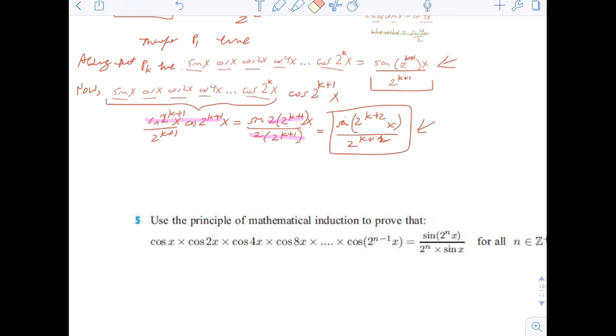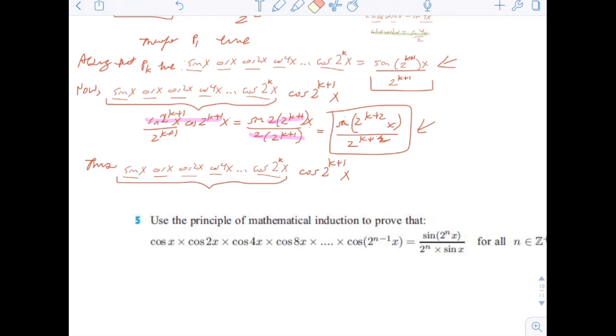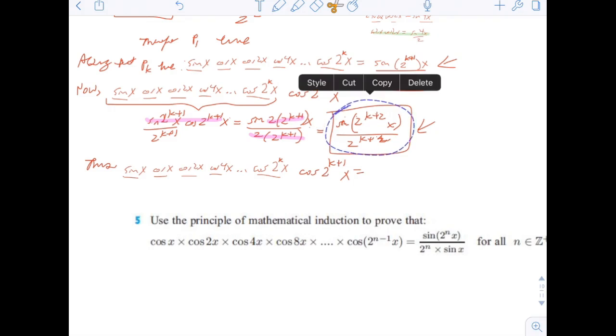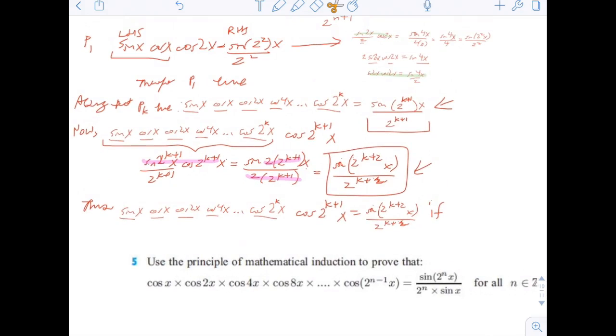So now we can say, thus, and then we could restate the Pk part, which is that this is equal to this, if the Pk statement is true. Where's Pk? Pk is here.